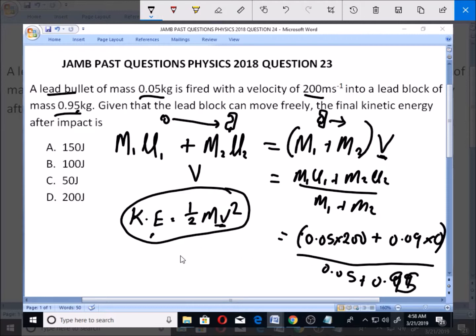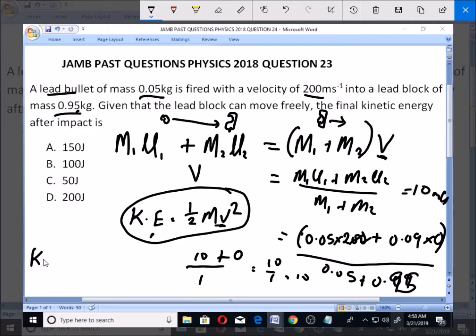If we solve this out, we are going to get 10, because 0.05 times 200 gives 10, plus this times 0 gives us 0, all over 0.05 plus 0.95, which is 1. So we have 10 plus 0, which is 10, over 1, which is 10. So v is equal to 10. From this calculation, our v is equal to 10 meter per second.